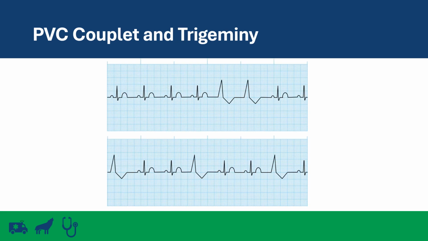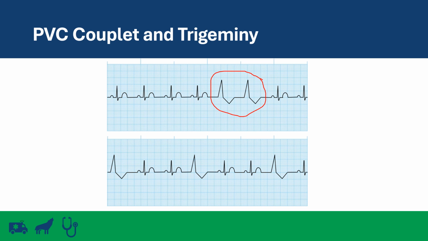So here's an example of what a PVC couplet would look like. And remember that this can happen with PJCs. You can have a PJC couplet, you can have a PAC couplet. And then down below it, we have an example of a trigeminy PVC.